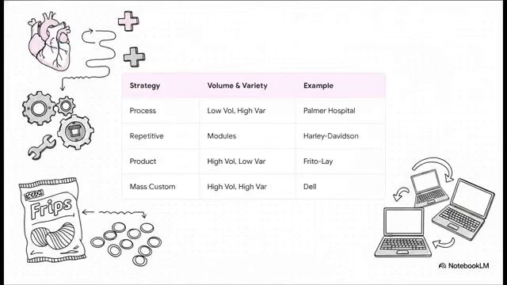You've got process focus for low volume but high variety. Think of the specialized care at Arnold Palmer Hospital. Then there's repetitive focus, like Harley-Davidson putting together modular motorcycles. For high volume but low variety, that's product focus, like Frito-Lay churning out chips. And lastly, mass customization, high volume and high variety, like Dell computers.